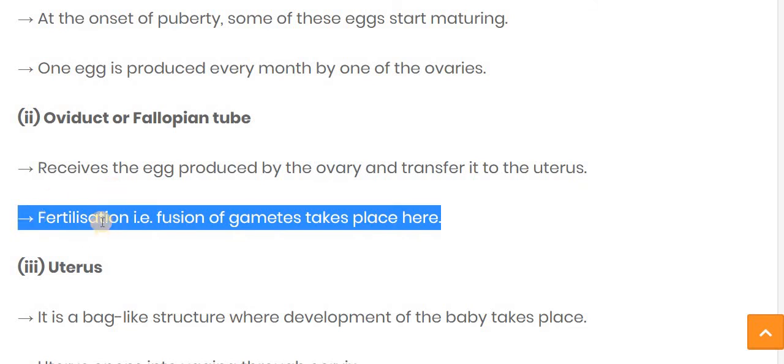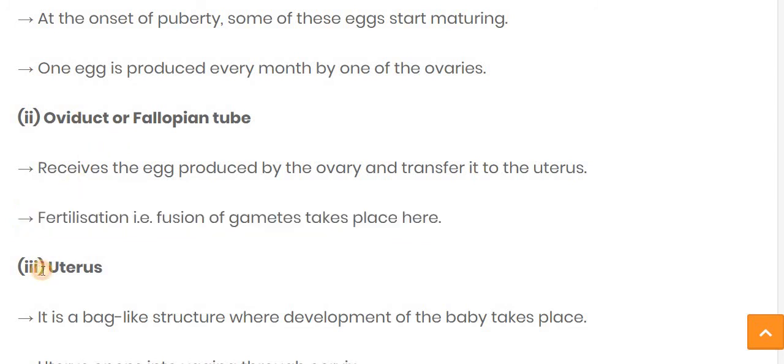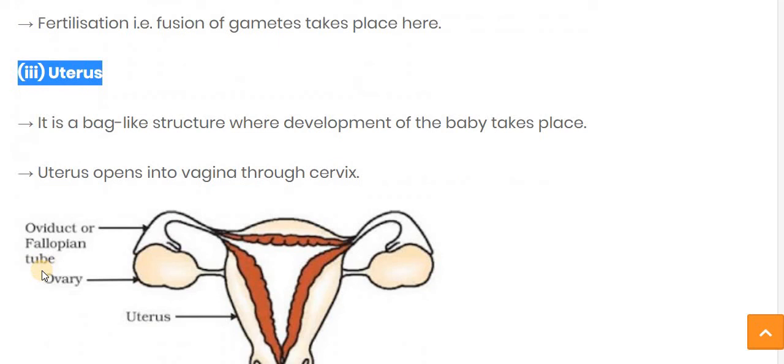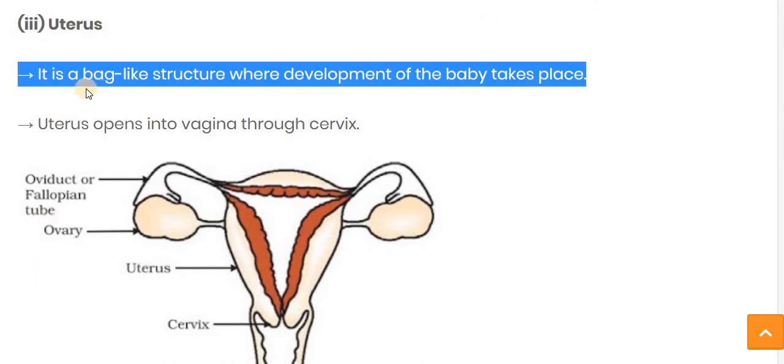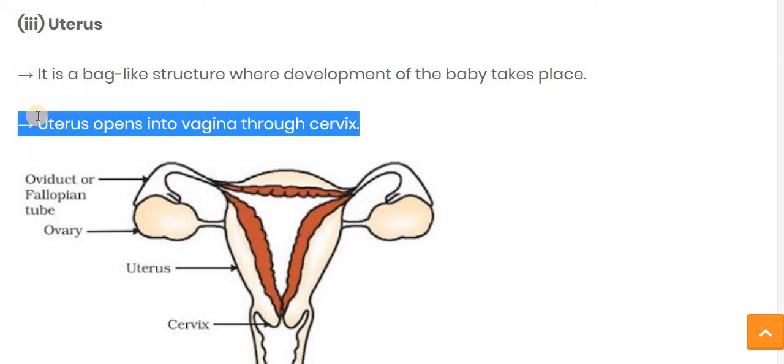Then the fertilization, as we already saw in the definition of fertilization. Fertilization means the fusion of the male and the female gamete. It's called fertilization. And this fertilization takes place at the oviduct, or you can say the fallopian tube. The next one is the uterus. The uterus is a bag-like, or you can say sac-like, structure where the development of the baby takes place. And the uterus opens into the vagina through the cervix.